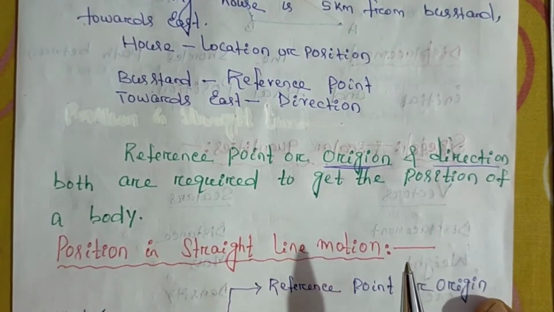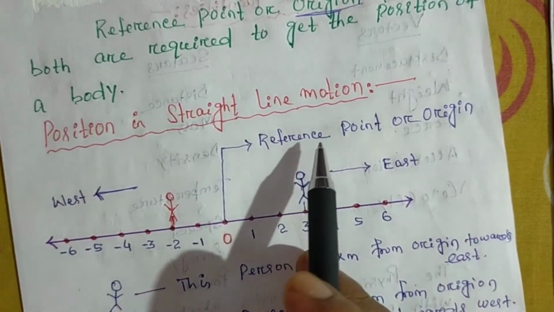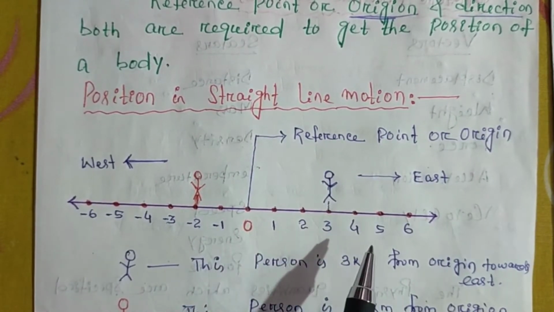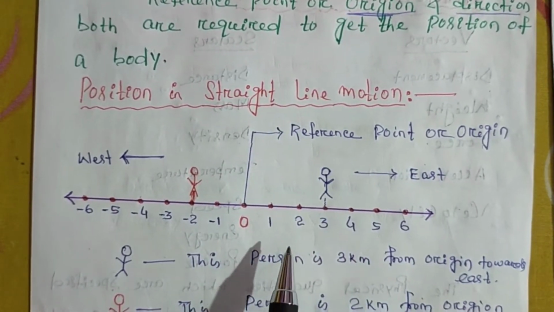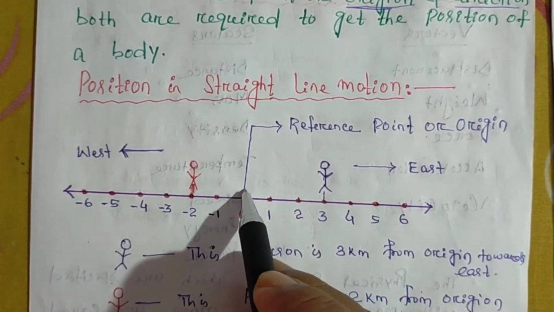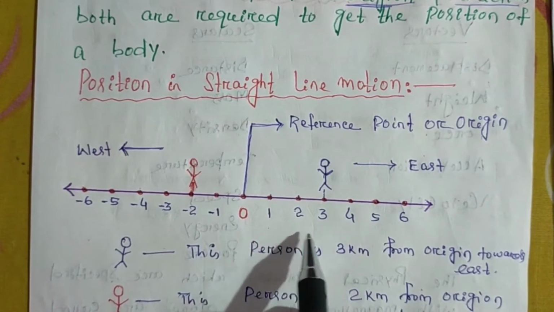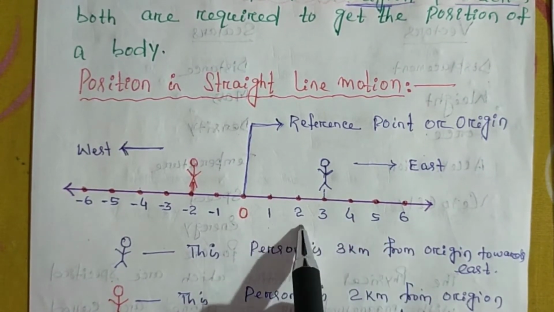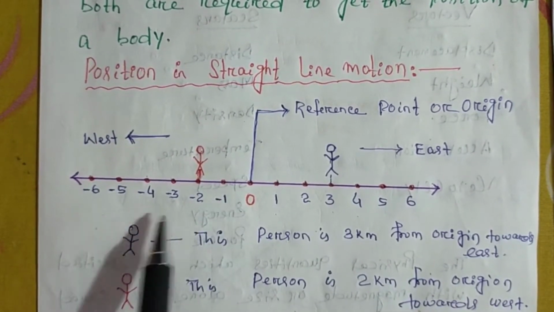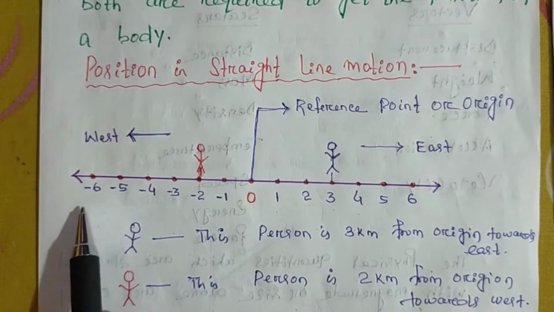Position in straight line motion. To study the position in straight line motion, we must have a central idea regarding the number line. What is a number line? In the previous class, we have studied about number lines. 0 is the origin or the reference point. Towards right, all positive numbers: 1, 2, 3, 4, 5, 6, etc. And towards left, -1, -2, -3, -4, -5, etc.